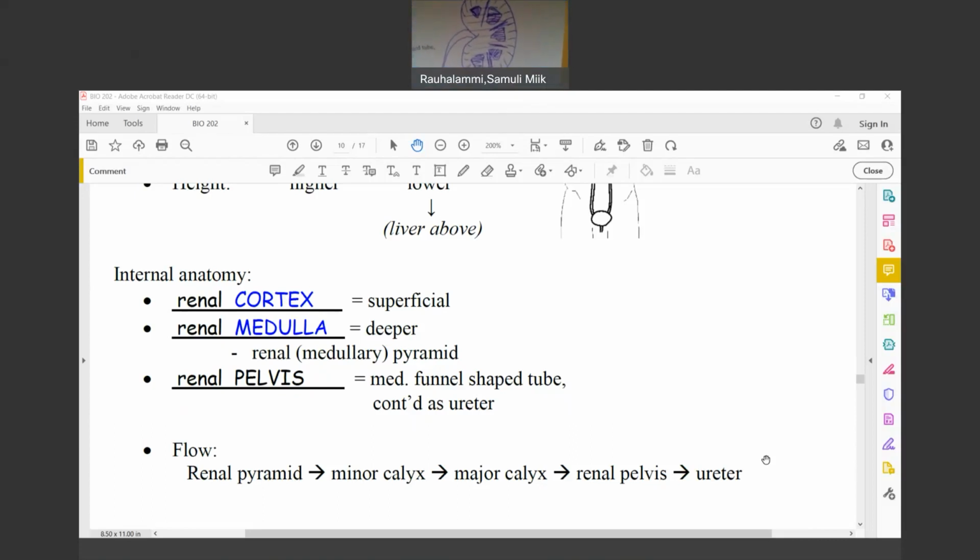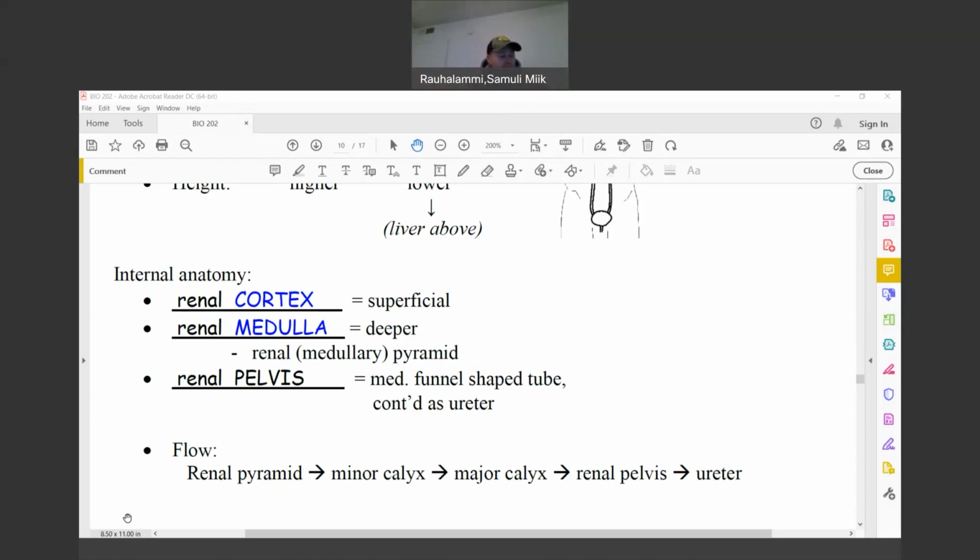Of course, the part where we get the final product from the kidney slowly collected through calyxes and being carried then towards our ureter. That's going to be that region, our renal pelvis. I've listed the flow of the production of the materials there as well for your handout in case you find that useful.